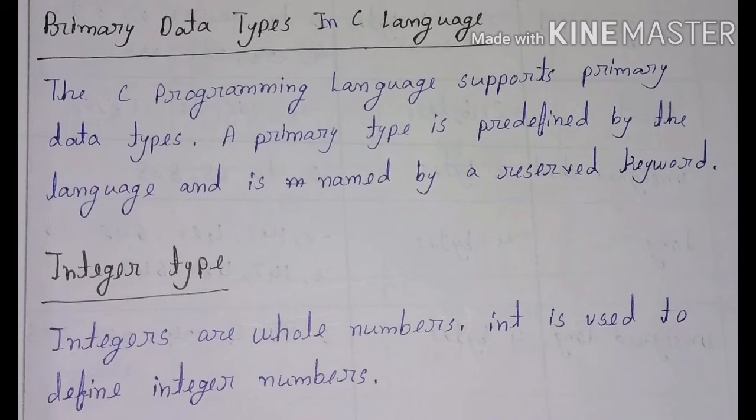Primary data types in C language. The C programming language supports primary data types. A primary type is predefined by the language and is named by a reserved keyword. Integer type. Integers are whole numbers. int is used to define integer numbers.